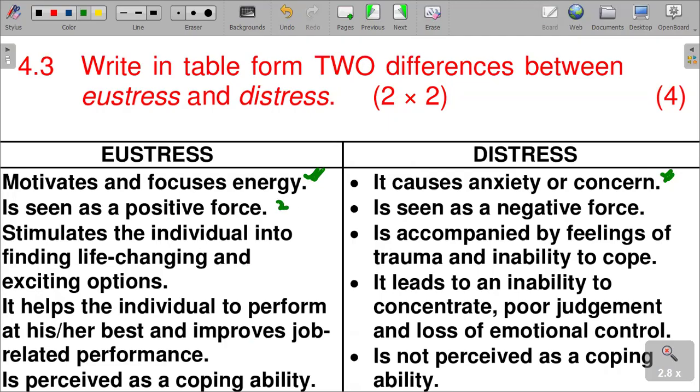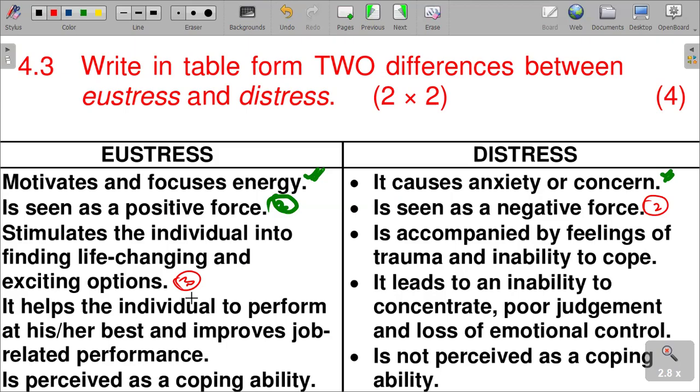Number two: eustress is seen as a positive force, while distress is seen as a negative force. Number three: eustress stimulates the individual into finding life-changing and exciting options.